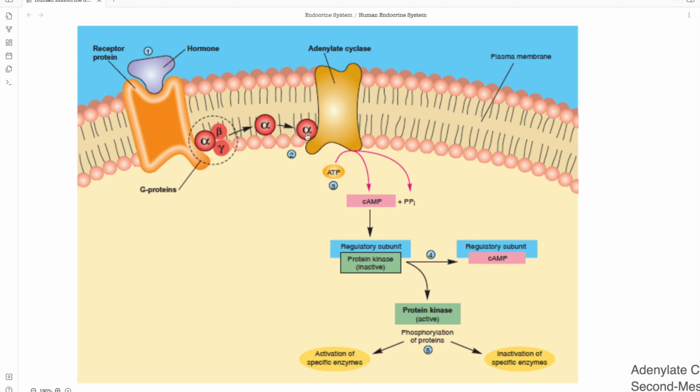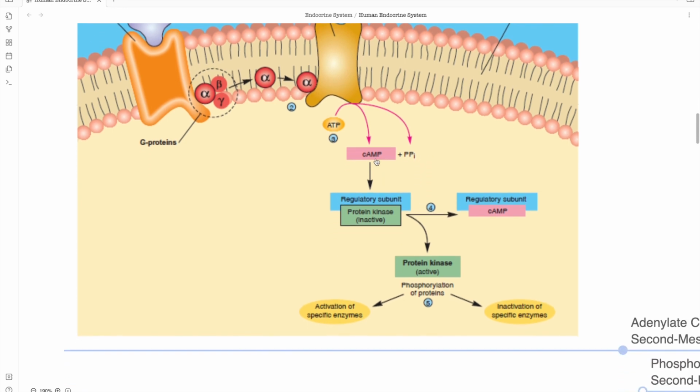And then this active alpha subunit can bind with another protein called adenylate cyclase. You know, this adenylate cyclase is nothing but an enzyme which can convert ATP into cAMP. What is ATP? Adenosine triphosphate. What is cAMP? This is cyclic adenosine monophosphate. So obviously this is monophosphate, meaning there is one phosphate, and ATP contains three phosphates. So the rest of these two phosphates come off as PPi, pyrophosphate. Now this cAMP is acting as a secondary messenger over here.